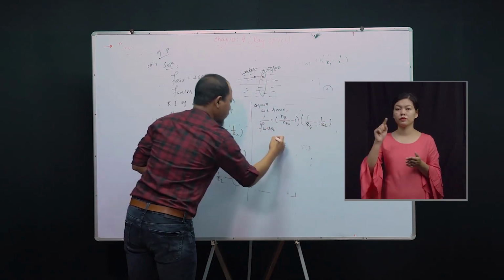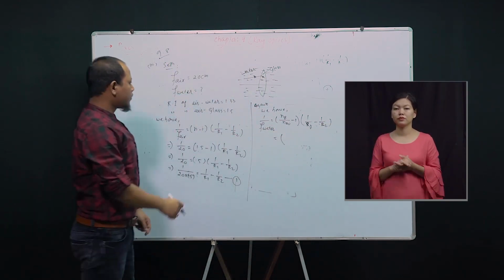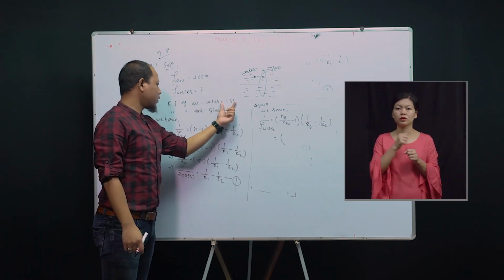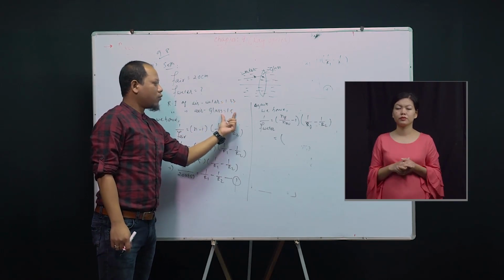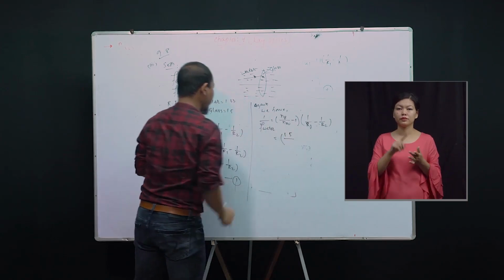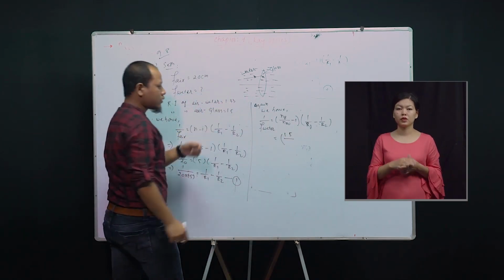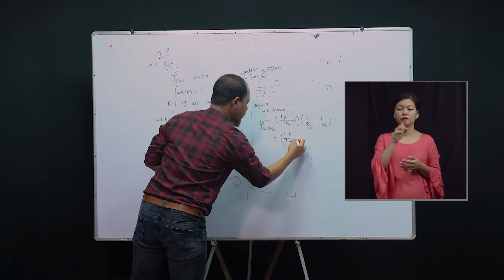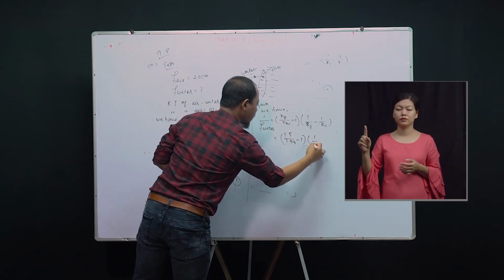Now, what is the refractive index of glass? The refractive index of glass is 1.5. And what is the refractive index of water? That is 1.33, minus 1. So 1 by R1.